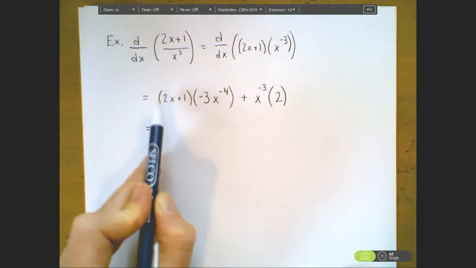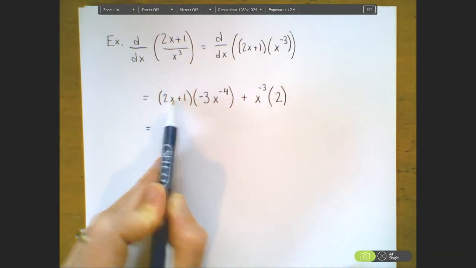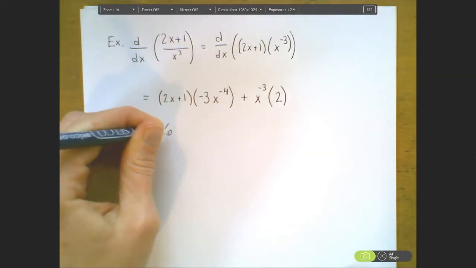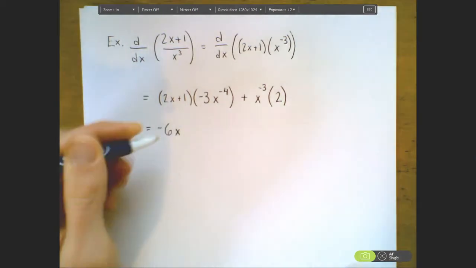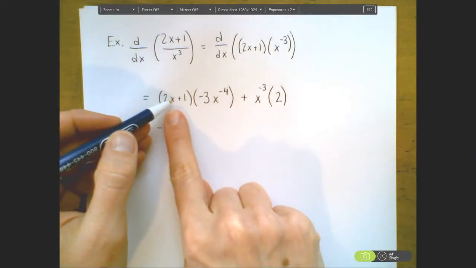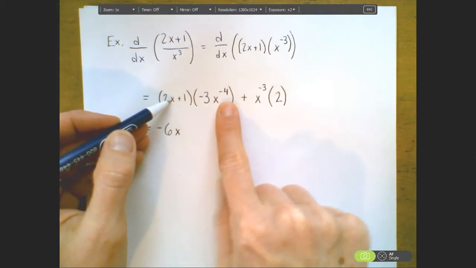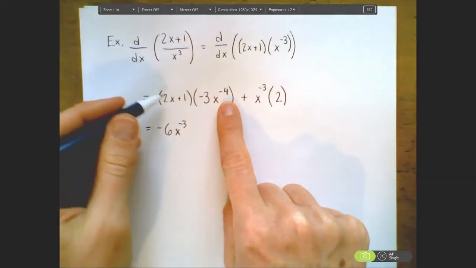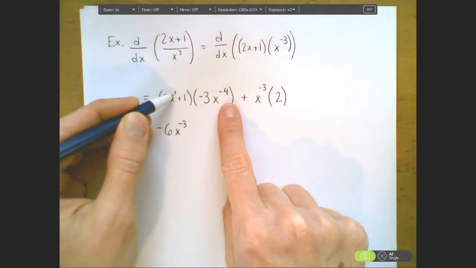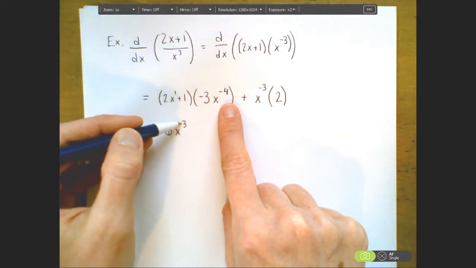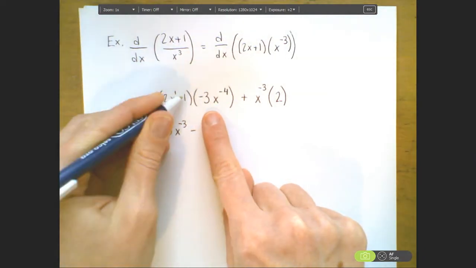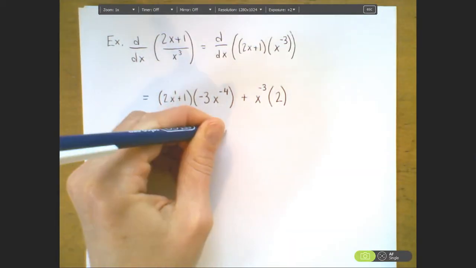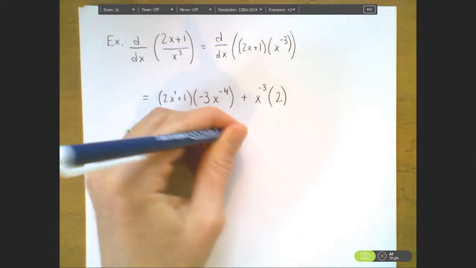Now let's simplify this a little bit. I have 2x times negative 3x to the negative 4. I'm using distributive property. I end up with negative 6x, and what's my power here? Essentially this is an x on top, and this is 4 x's on bottom, so they're going to cancel, and I'm left with x to the negative 3. Another way to think about it is that this is x to the 1, and I'm adding the exponents to get x to the negative 3. And then 1 times this term gives me 1 times negative 3x to the negative 4, plus this becomes 2x to the negative 3.